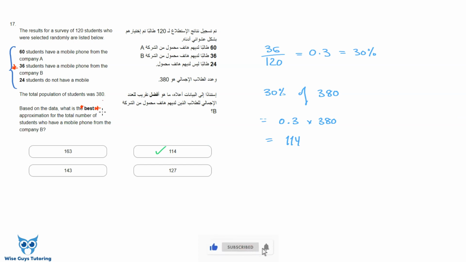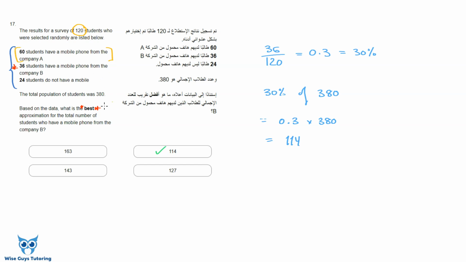Why is that the case? Well, just because these 120 students, 36 of them had mobile phone company B, okay? It doesn't necessarily mean that exactly 114 out of 380 also had mobile phone company B, okay? It could happen that the 120 students that I picked just so happen to live in a neighborhood, or they're signed up to some school or some club where they get a discount for company A, so half of them have company A.